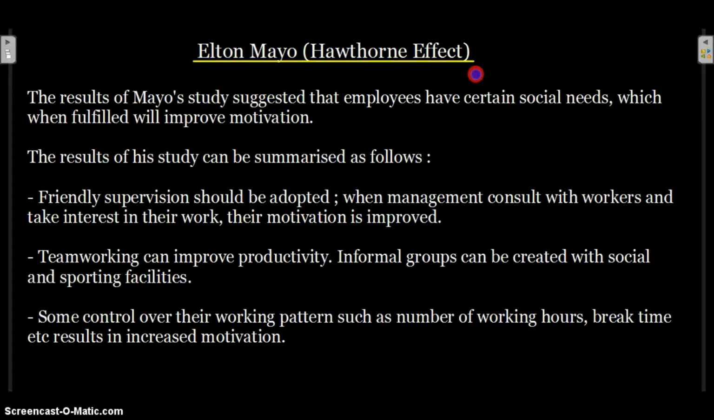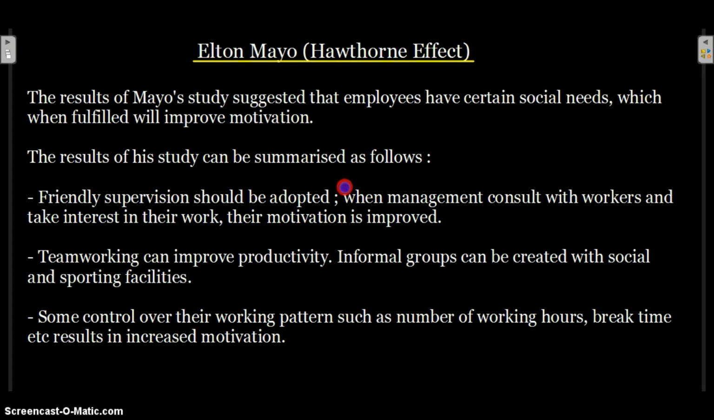It wasn't that he was testing the team working; he was testing the lighting conditions. But at this point, he just somehow noticed that his lighting system wasn't having some effect, but the team working was having the effect, and that the supervision, the attention that was provided to those particular employees, had an effect on their productivity. So he believed that there are certain social needs which, when fulfilled, will improve motivation. That was the basic idea behind Mayo's study.